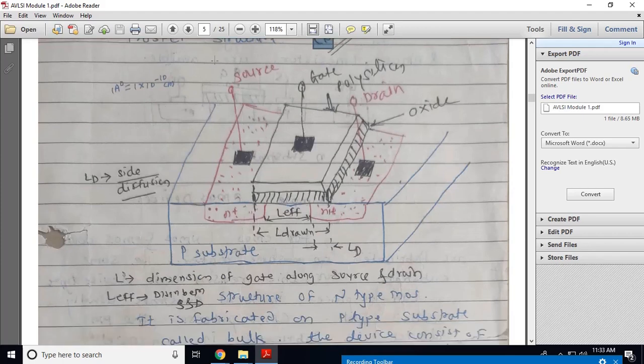It consists of three terminals: source, gate and drain. It is fabricated on a P-type substrate. Source is made up of N-type semiconductor material. Drain is also made up of N-type semiconductor material. The gate terminal is isolated from the channel by a silicon dioxide layer.